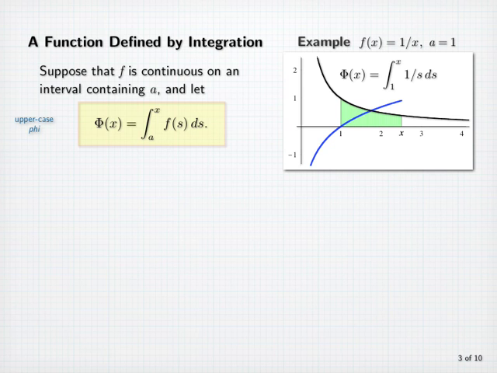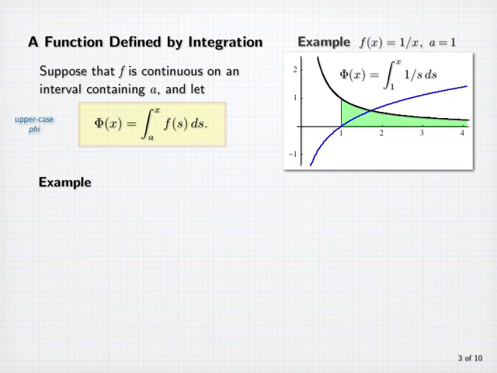Now let's look at an animation that traces out the graph of phi of x as x goes from 0.25 to 4. Notice that once x is greater than 1, as we move from left to right, we accumulate more and more area, and so phi of x gets larger and larger.